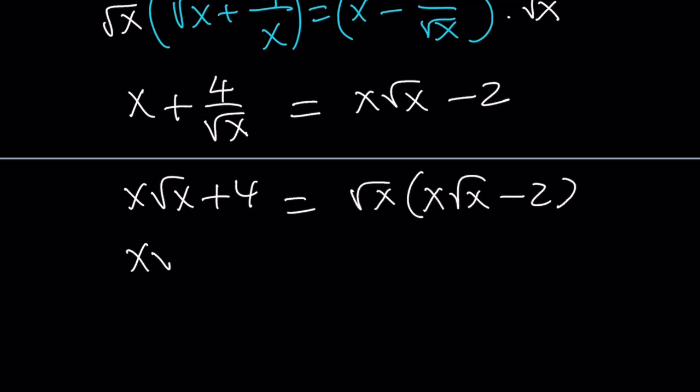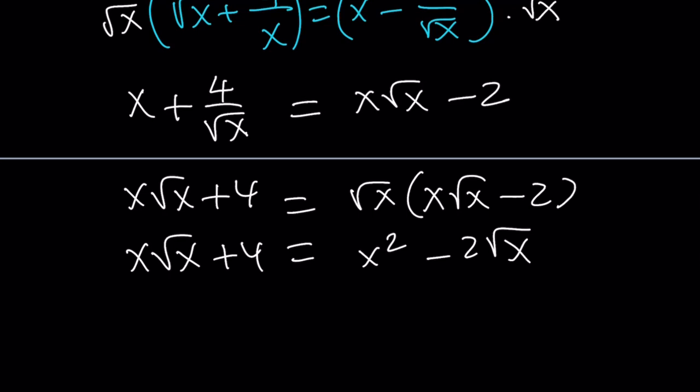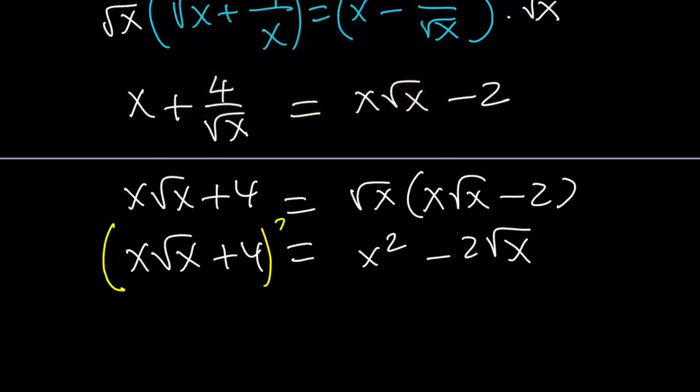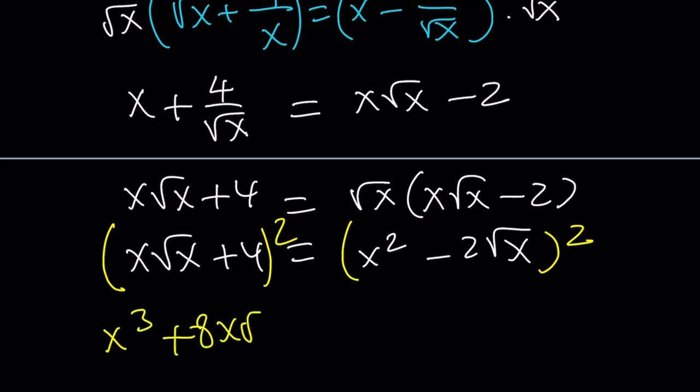And then multiply the square root of x by the right-hand side, like this, distribute. This gives us x square root of x plus 4 equals x times x, which is x squared, minus 2 times the square root of x. And then you can square both sides and get rid of some of the radicals and keep doing it until you get something nicer. But this is not going to turn out to be very nice. That's why it's the third method. But I wanted to do it first, get it out of the way.